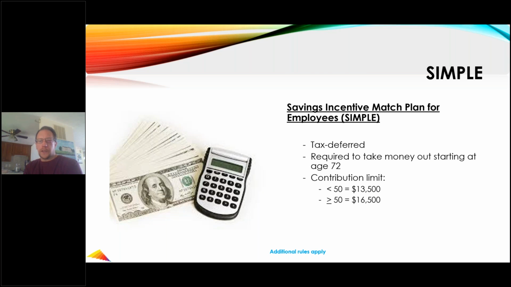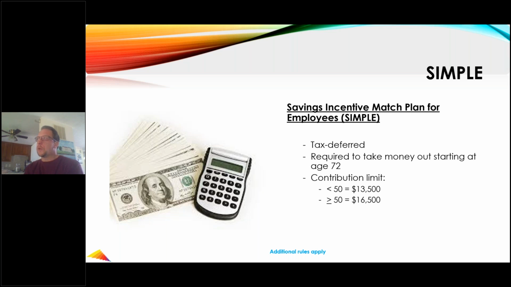The SIMPLE is a Savings Incentive Match Plan for Employees. It's also tax deferred. It is an IRA, a type of individual retirement account. You are required to take money out starting at age 72. Contribution limits, all these contribution limits are for this year, 2020.